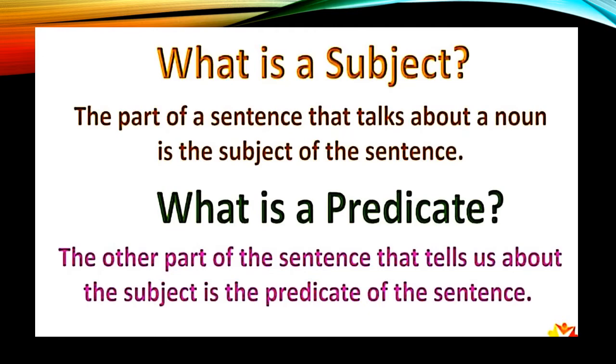Now what is predicate? The other part of the sentence that tells us about the subject is the predicate. Here, Rahul is a good boy. Now Rahul is the subject, then is a good boy is the predicate. The main thing about a predicate is that the predicate always includes the verb.